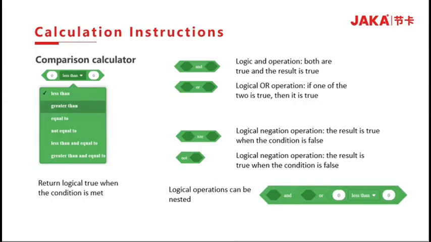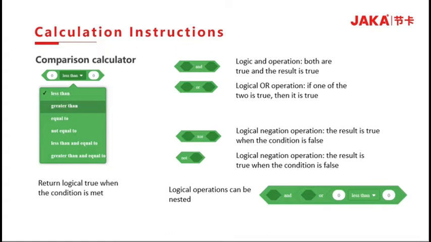Comparison operators. Click the drop-down list of the comparison operators. You can select less than, greater than, equal to, not equal to. Then less than or equal to, greater than or equal to, and the instruction returns the logical true when the conditions are met. Logical operators like AND operation means both are true and the result is true.